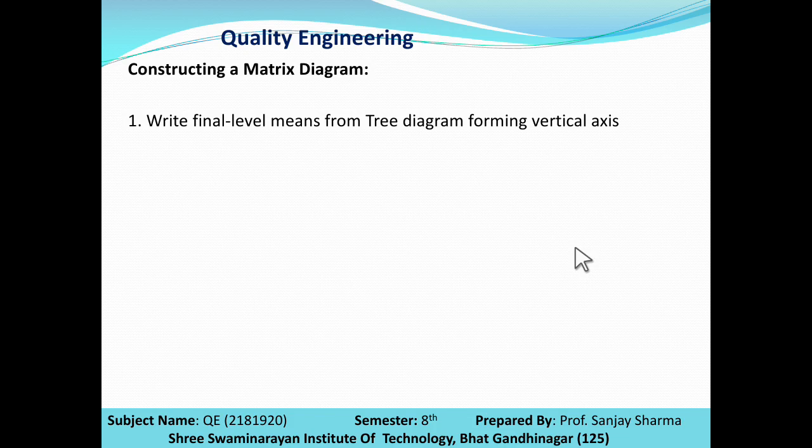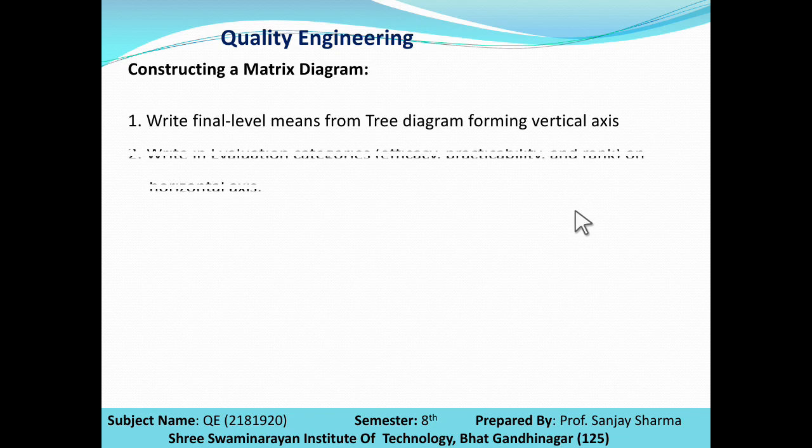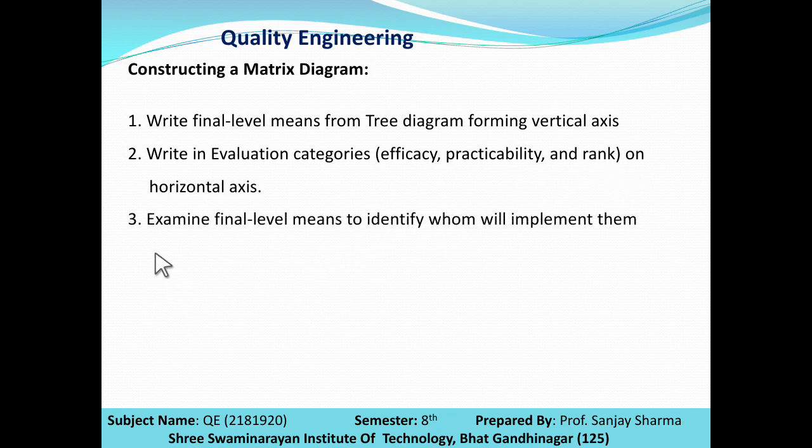Now how to construct this matrix diagram? Write the final level means from the tree diagram, forming the vertical axis. So it is the reverse of the tree diagram, from final to main level. Write in evaluation categories: efficacy, practicability and rank. Efficacy means efficiency or effectiveness. Practicability is how physically it is possible, and cadre-wise, ranking-wise on the horizontal axis.